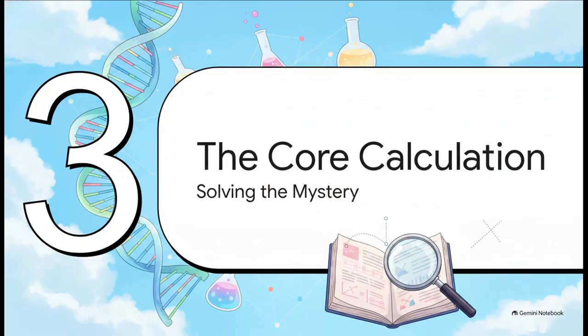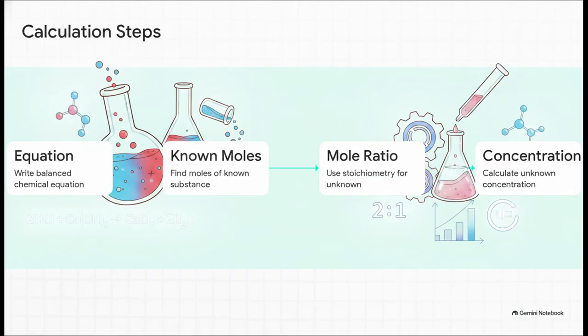Section 3, the core calculation. Time to look at the math. No matter what specific chemicals you're titrating, these 4 universal steps are your brilliant blueprint for success. First, you must always write a balanced chemical equation. Second, calculate the moles of the known substance using the volume you just dispensed from your burette. Third, use the mole ratio from your balanced equation to find the moles of the unknown. And finally, just divide those moles by the original volume to find your elusive unknown concentration.